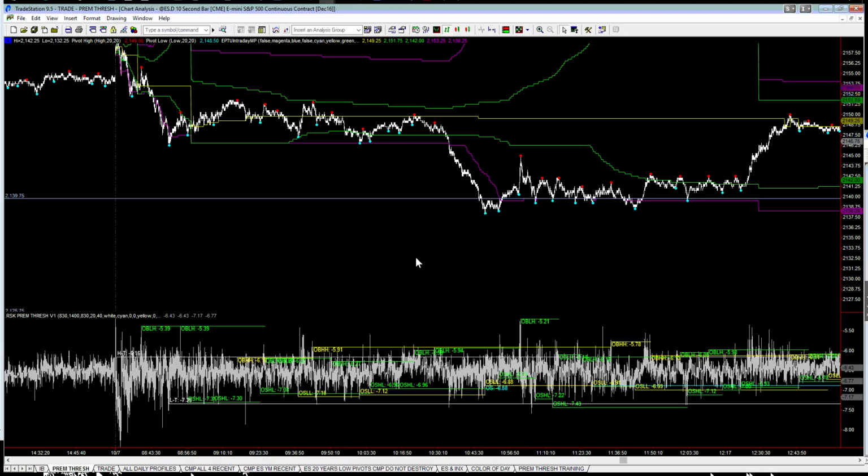Absolutely beautiful. So that's what you can expect from this indicator, because that's how good it is, and it is fantastic. So that's just a little recap on the home run opportunities using this indicator.